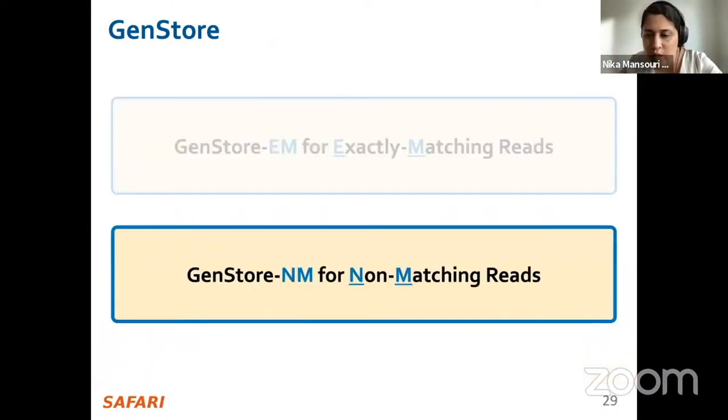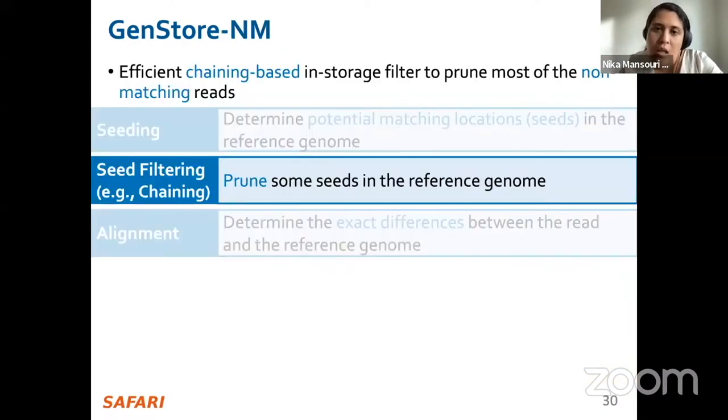So now let's take a closer look at GenStore NM. Using chaining, GenStore NM filters most of the non-matching reads, which are reads that would not align to any subsequences in the reference genome. Recall that the chaining filter calculates the similarity score for each read, called the chaining score, and filters reads with no high scoring potential matching location.